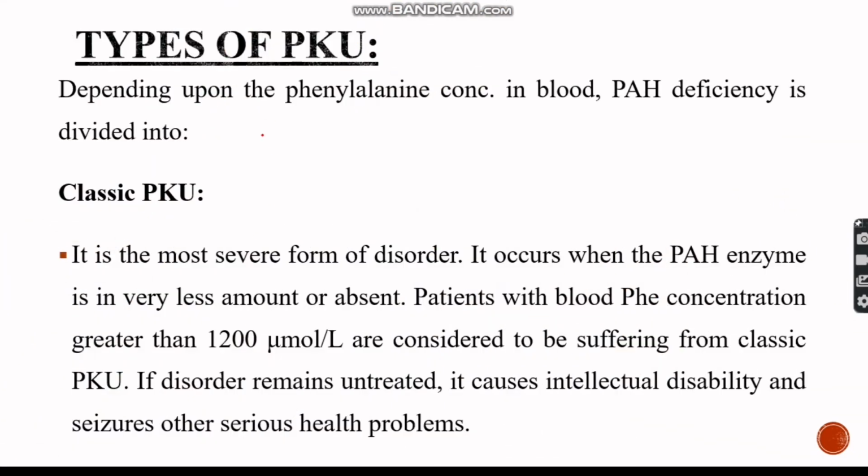Types of PKU. There are three types of PKU. One is classical PKU, in which the enzyme PAH is deficient or absent. Patients with a blood phenylalanine concentration greater than 1200 micromole per liter are considered to be suffering from classic PKU. If this disorder remains untreated, it causes intellectual disabilities, seizures, and other serious health problems.